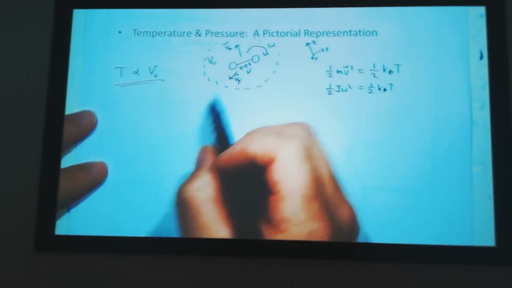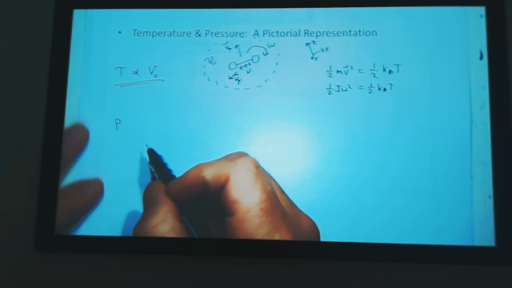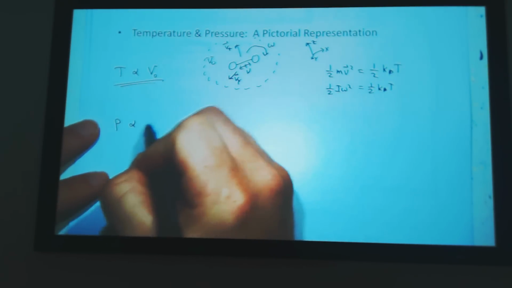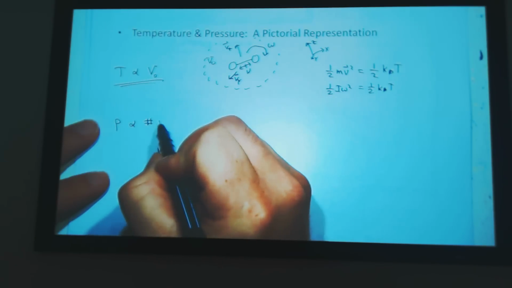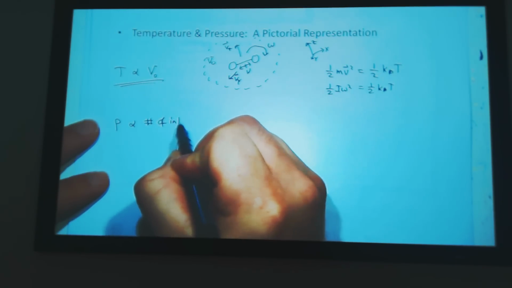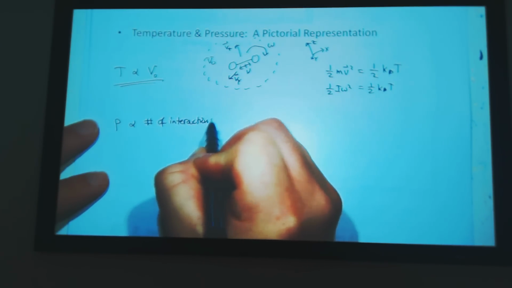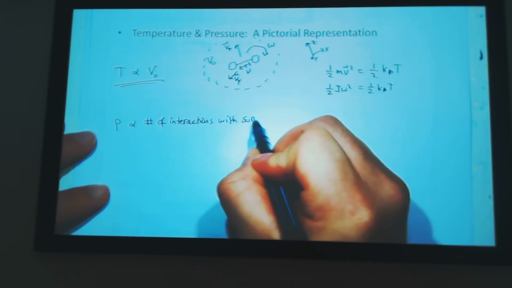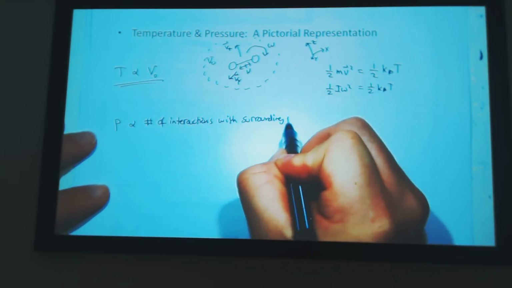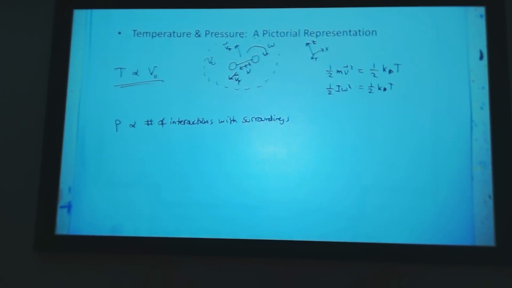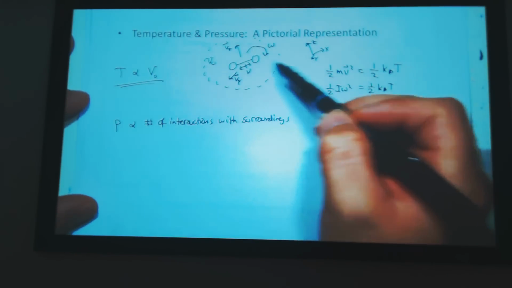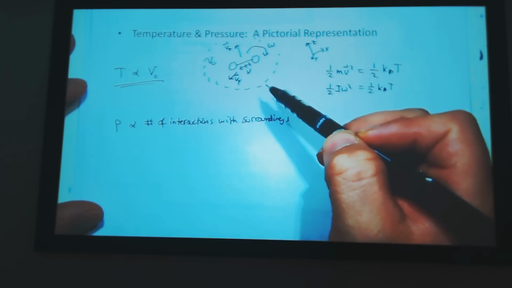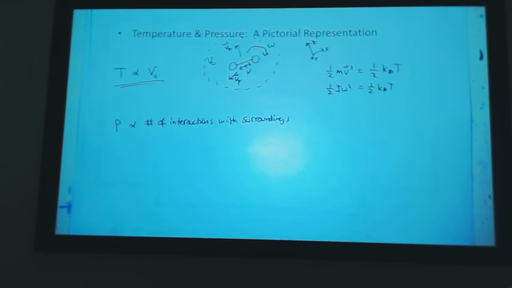Now related to pressure, I'm going to say pressure is proportional to the number of interactions with surroundings. Okay, so given that, here I didn't say anything about the surroundings for temperature in this case. Now granted, I could put another molecule right here which would change this volume, right?